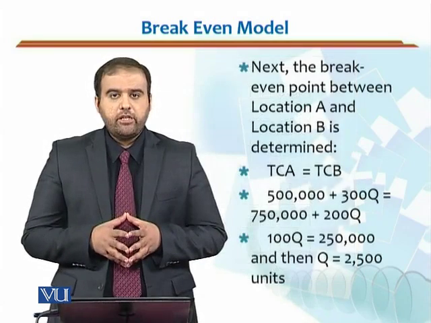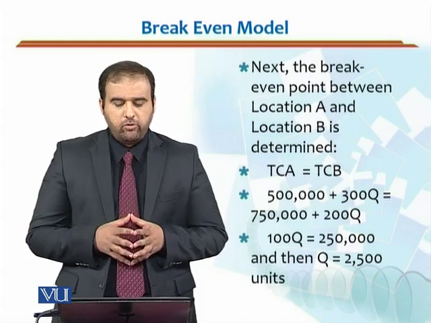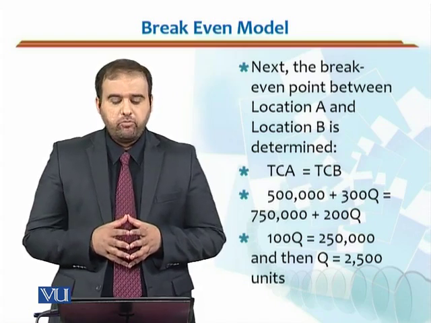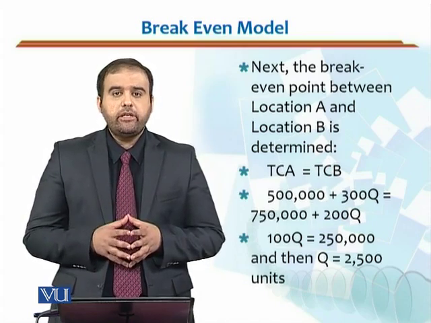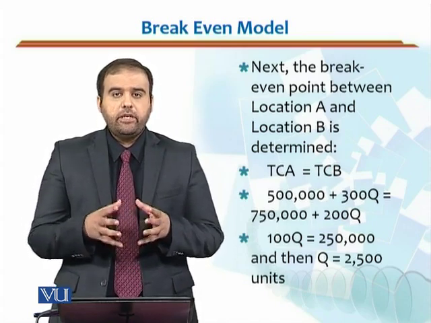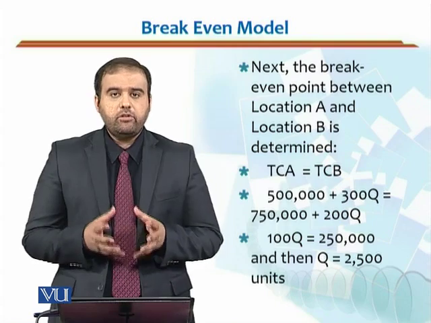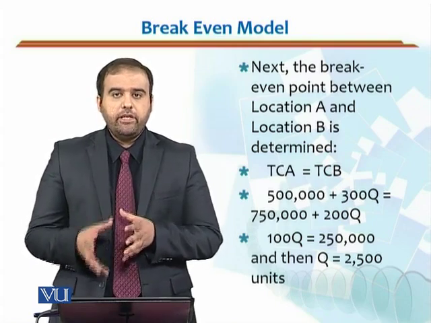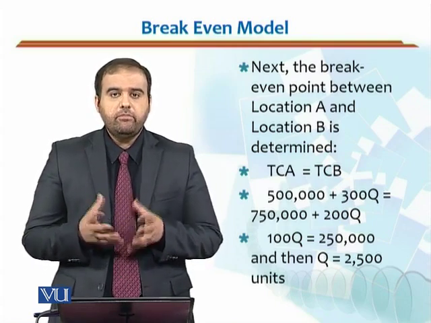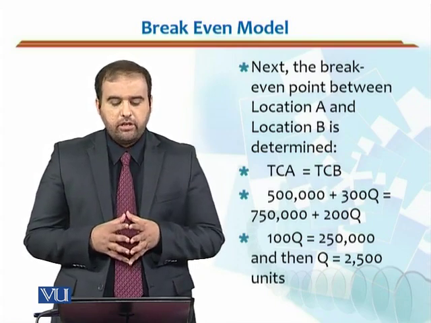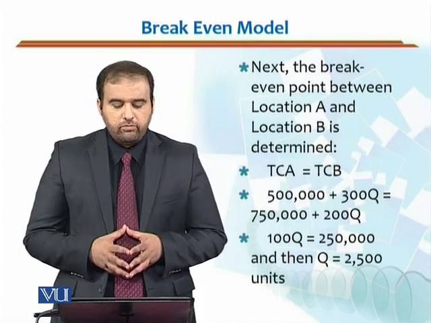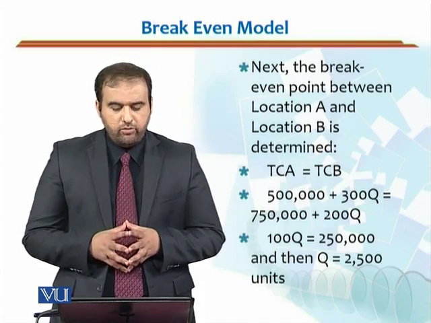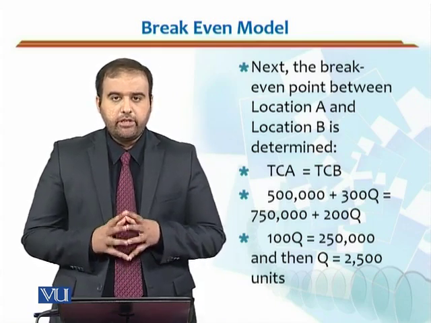So next we will look at those intersection points. First of all, we will look at the intersection point between location A and location B. How can we determine it? जब इंटरसेक्शन पॉइंट है, that means the total cost at location A would be equal to the total cost at location B. It would be the indifferent cost. दोनों के cost functions को आपने लिखा, equate कर लिया for Q. So here the Q is 2500 units.